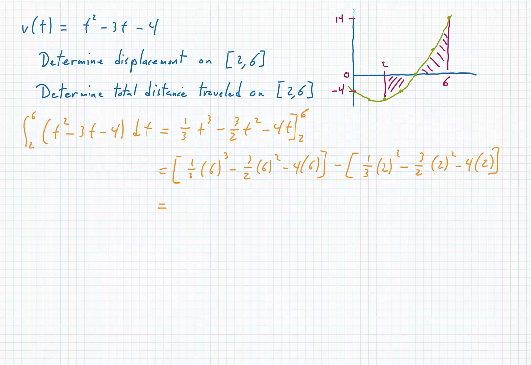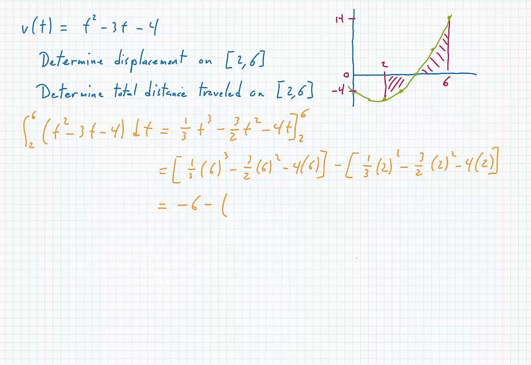And let's see what we get if we do that. So let me pull out my calculator here and see what I get from doing that process. I'm going to have 1/3 times 6 to the third minus 3/2 times 6 to the second minus 4 times 6. And if I've typed that in correctly, I get negative 6 there. Then I'm going to subtract the other piece here.